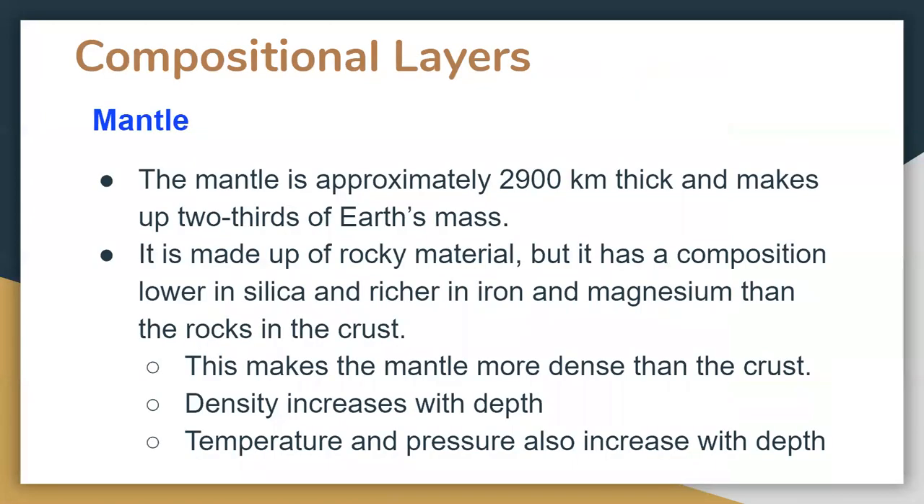All right, below the crust is the mantle. The mantle is approximately 2,900 kilometers thick, and it makes up about 2/3 of Earth's overall mass. It is made up of primarily rocky material, but the rocks in the mantle have a composition that is lower in silica and richer in iron and magnesium compared to the rocks in the crust. This makes the mantle more dense than the crust.